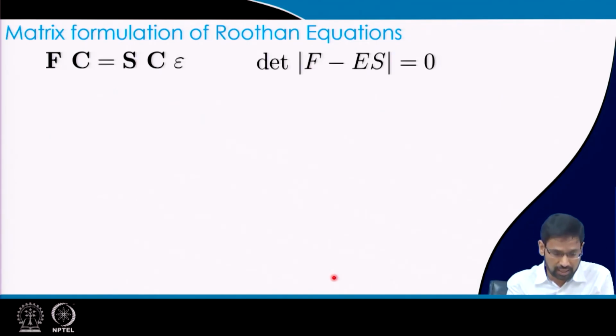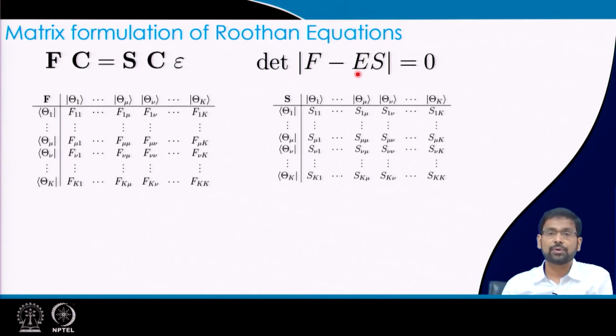Now, either I have this matrix formulation, or the way we discussed the linear variational principle, or even the perturbation theory, at that time we had to solve this secular equation, where we have to find the roots of this determinant F minus ES, when we express it as a matrix. So, this is how the Fock matrix or the overlap matrix would look.